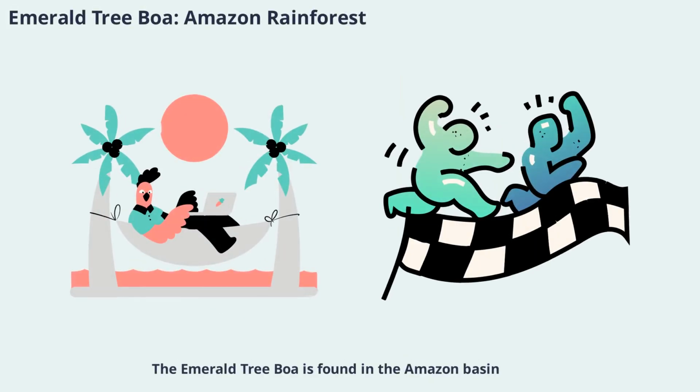Emerald tree boa is found in the Amazon basin, where it spends most of its life in the trees. Its striking green color and white markings provide excellent camouflage among the foliage. This snake preys on lizards, mammals, and birds, using its strong body to ambush and constrict prey. The emerald tree boa is a prime example of convergent evolution with the green tree python.